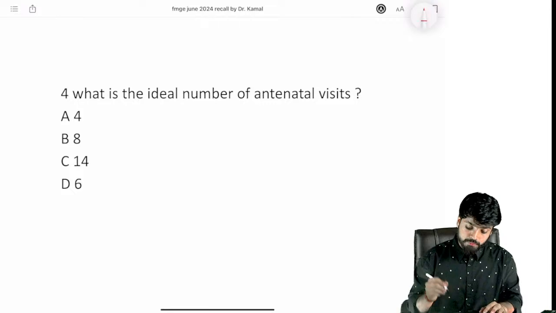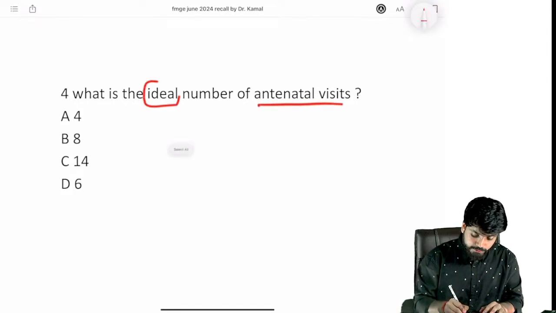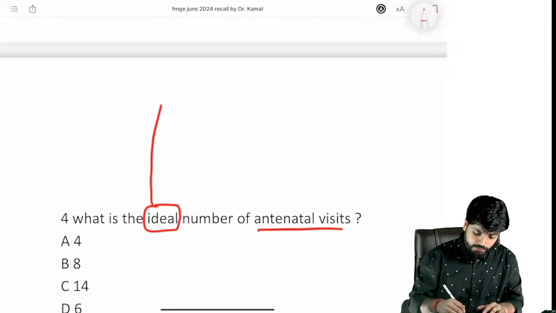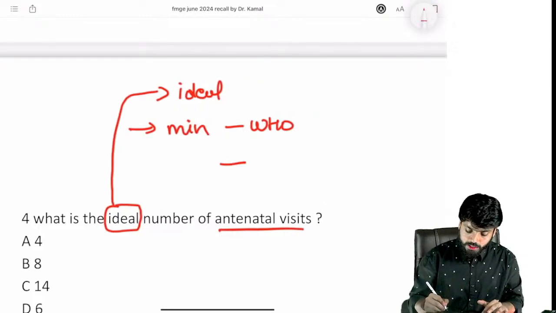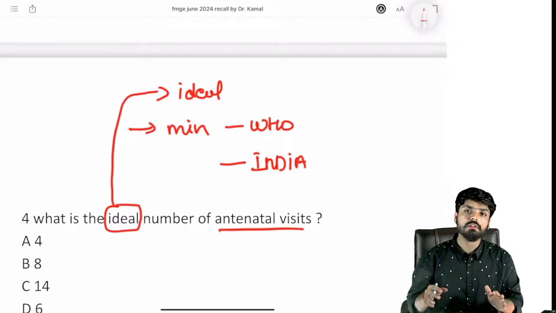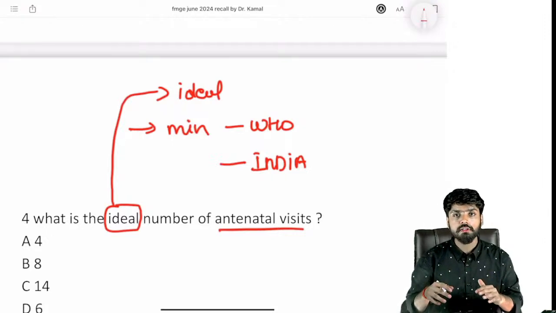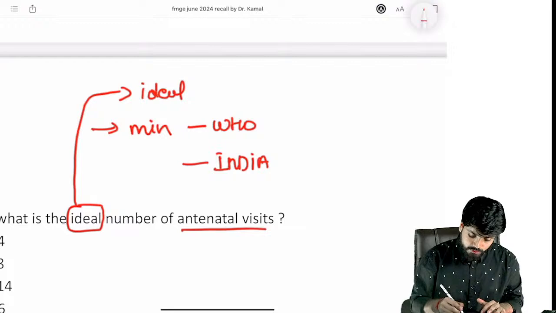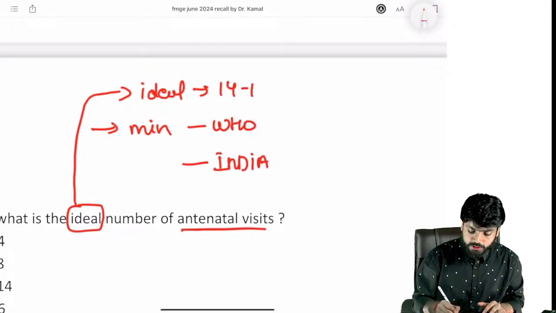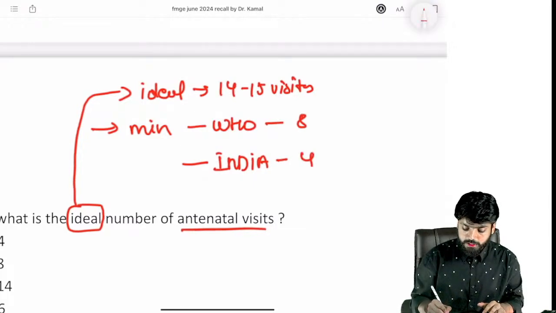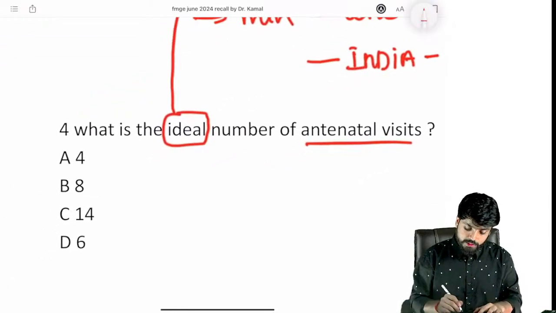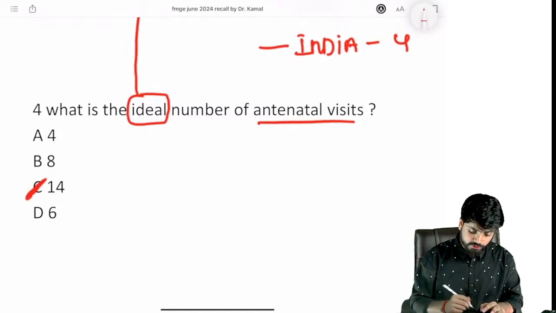What is the ideal number of antenatal visits? See, this particular thing is very important over here that you have to remember. It's ideal, then it's minimum according to WHO and according to India. As you know, India is a developing country, and most of the things that WHO tells us about is about the developed country. So for ideal, it's 14 to 15 visits. For WHO, it's minimum 8, and for India, it's minimum 4. So what is the ideal number of visits? It's 14.